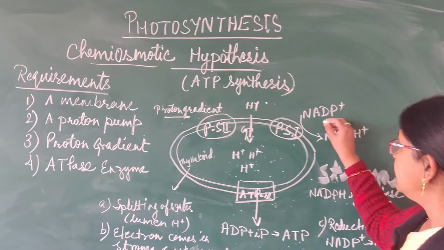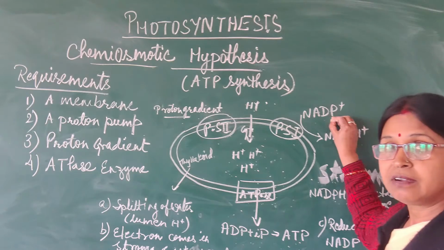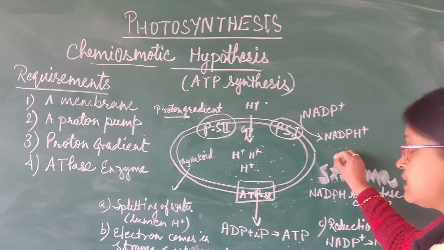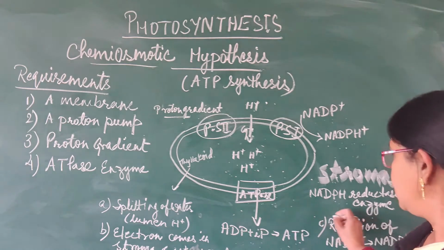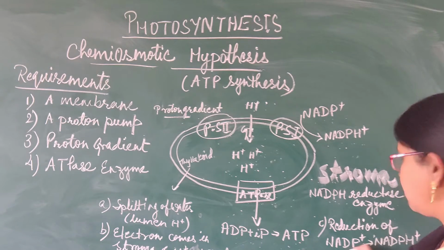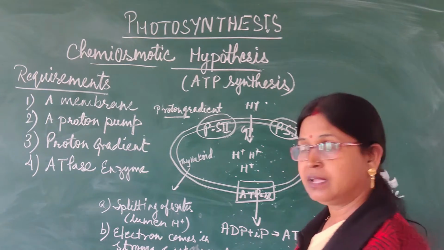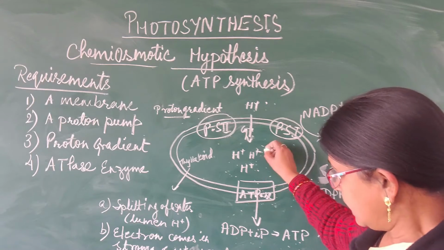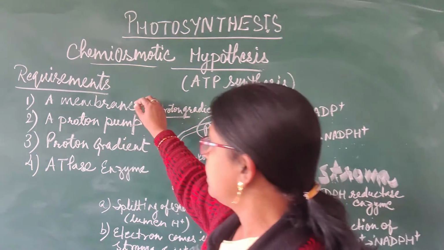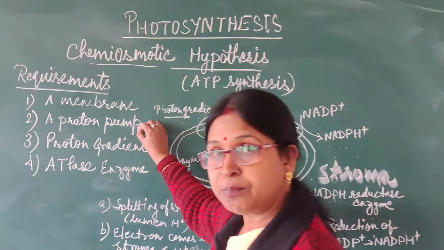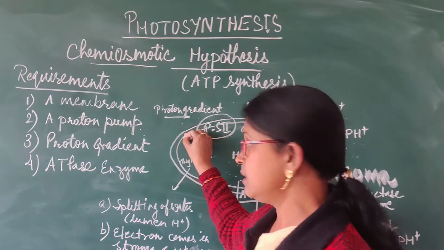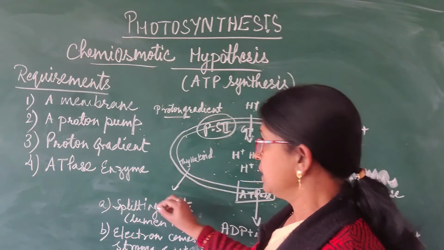At the same time, NADP will be reduced into NADPH. For that, in the stroma, there is an enzyme known as NADP reductase, which will result in the reduction of NADP into NADPH. Now, this phenomenon, the chemiosmotic hypothesis, requires a membrane, a proton pump and a proton gradient, that is a difference of protons across the membrane of this thylakoid.